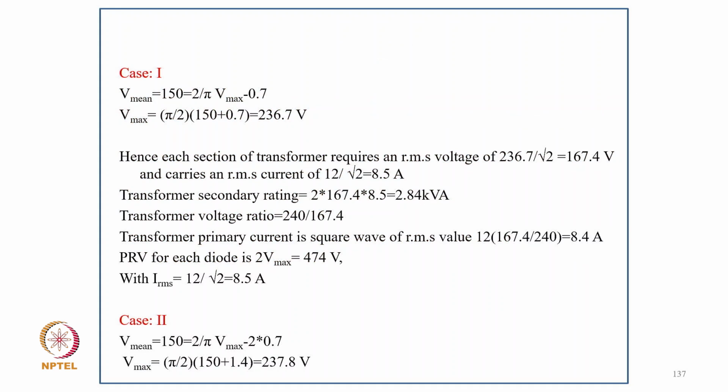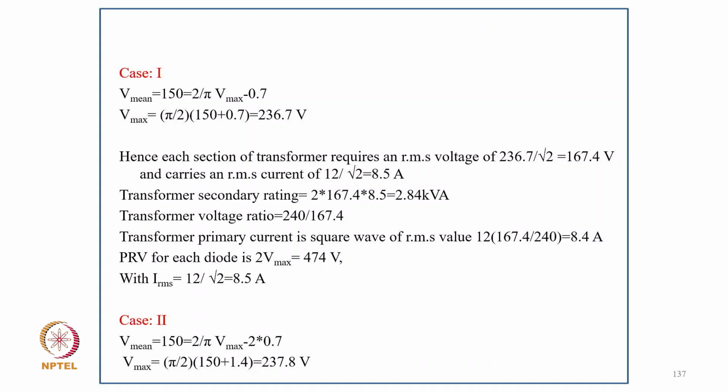So case 1: Vmean equal to 150, that is 2 Vmax over pi minus 0.7, so Vmax comes to 236.7 volt. Hence each section of the transformer requires RMS voltage equal to 236.7 by root 2, 167.4 volt, and carries an RMS current of 12 by root 2, that is 8.5 ampere, and the transformer secondary rating is 2 into 167.4 into 8.5, so 2.8584 kVA, and the transformer voltage ratio is 240 by 167.4, and the primary current is a square wave, which becomes 8.4, and PRV of diode is 2 Vmax, 474 volt, and IRMS is 12 by root 2, that is 8.5 ampere.